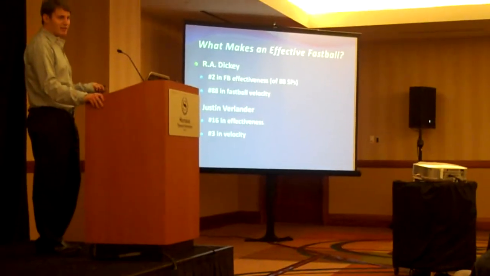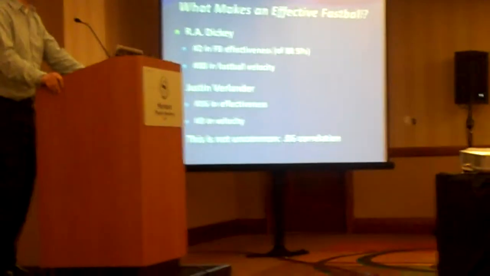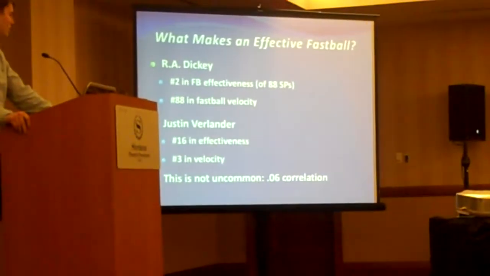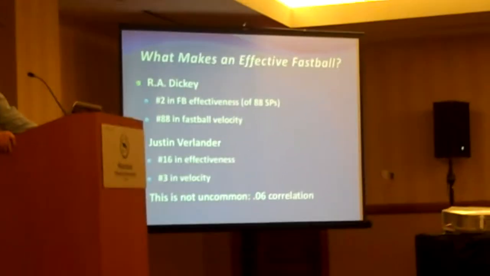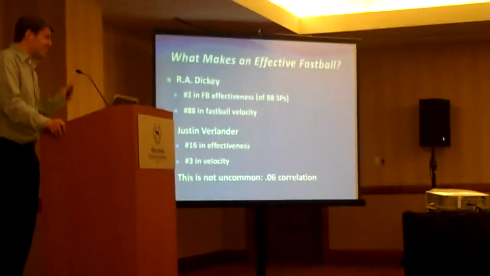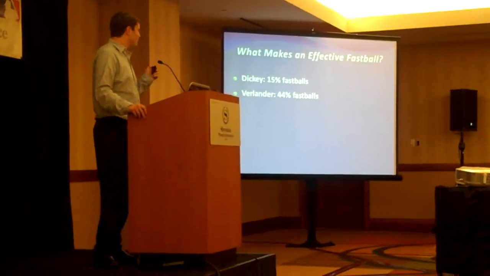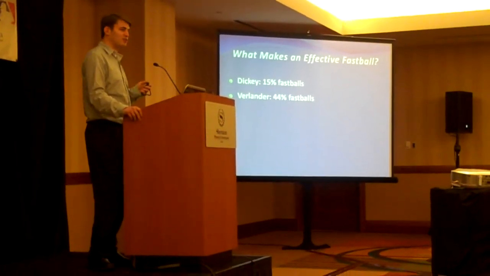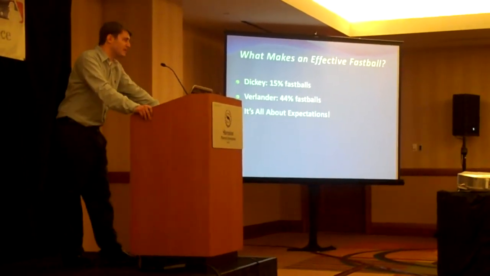Might seem like I'm cherry picking data here, actually. I'm not. There's only a 0.06 correlation between effectiveness on a fastball and velocity. If you've read anything I've written about this, you'd probably be surprised that I'm saying that. Velocity is important. Let's talk about why. R.A. Dickey throws fastballs 15% of the time. Justin Verlander throws fastballs 44% of the time. Basically, it's all about expectations.